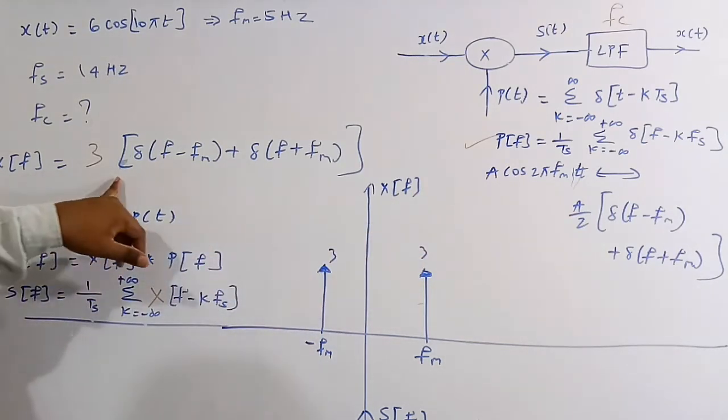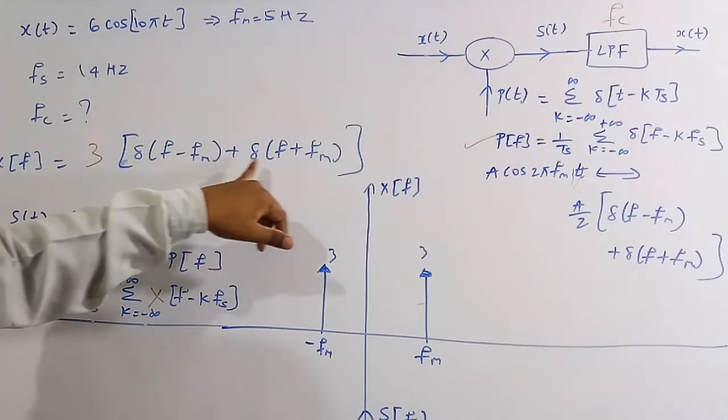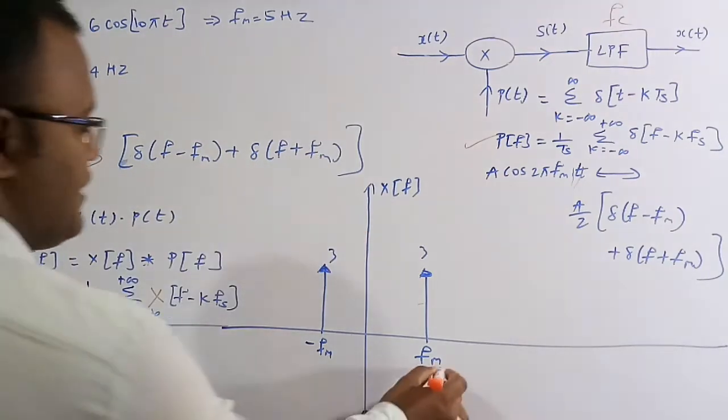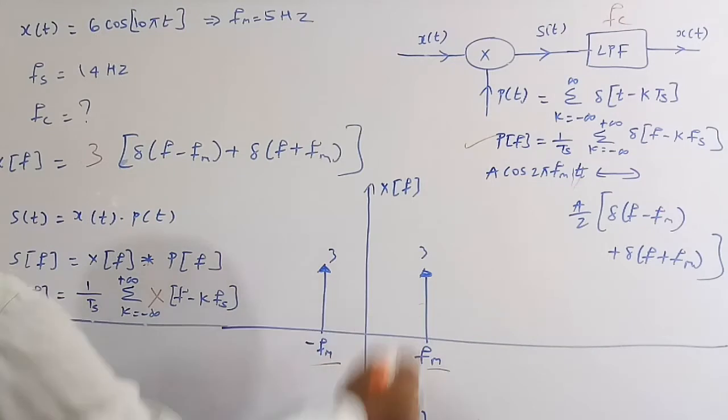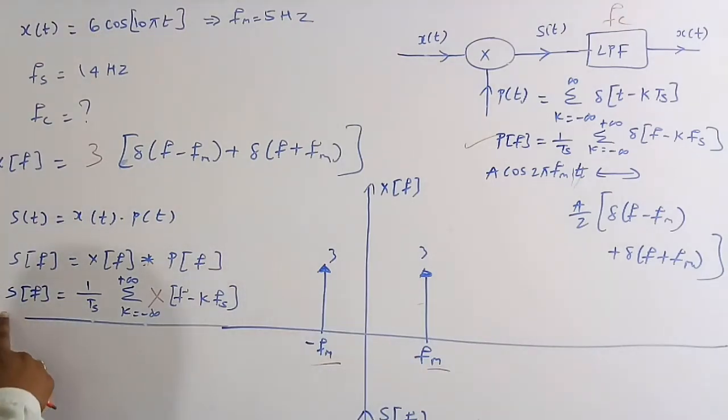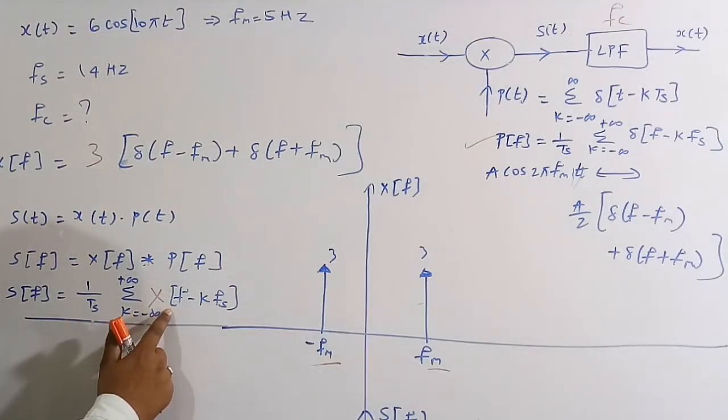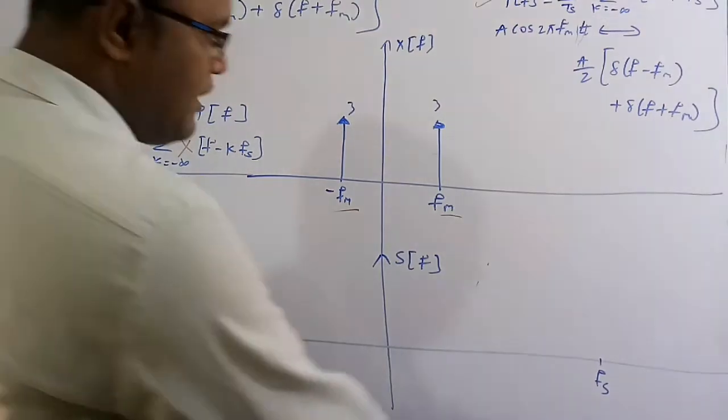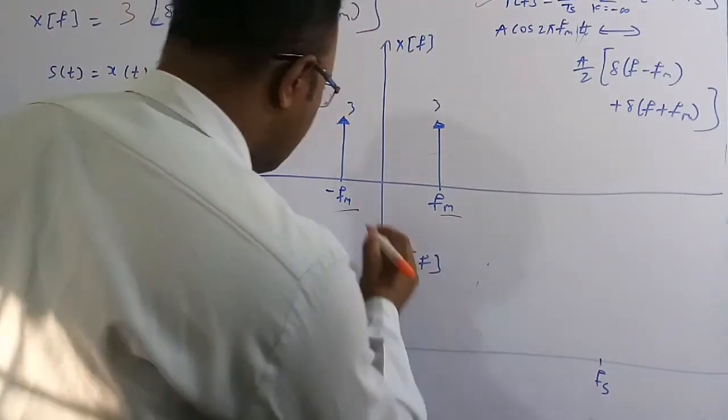X of f is nothing but 3 delta of f minus fm plus delta of f plus fm, so at fm and minus fm the impulse area is 3. Now this s of f is nothing but we have to shift this x of f by fs. So at fs we need to shift here.